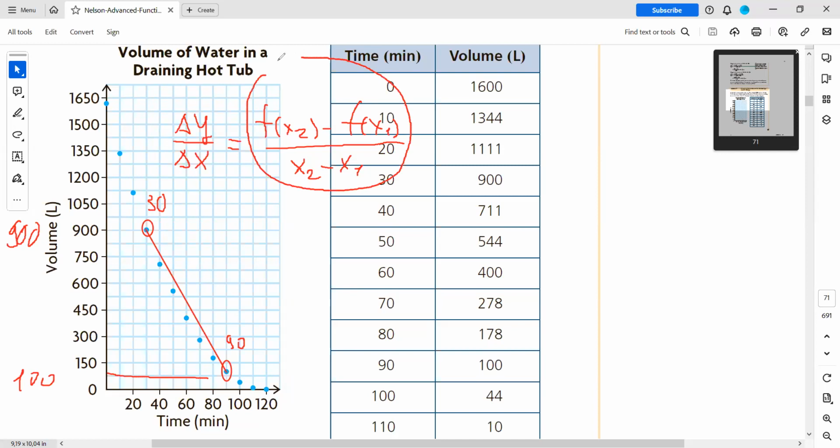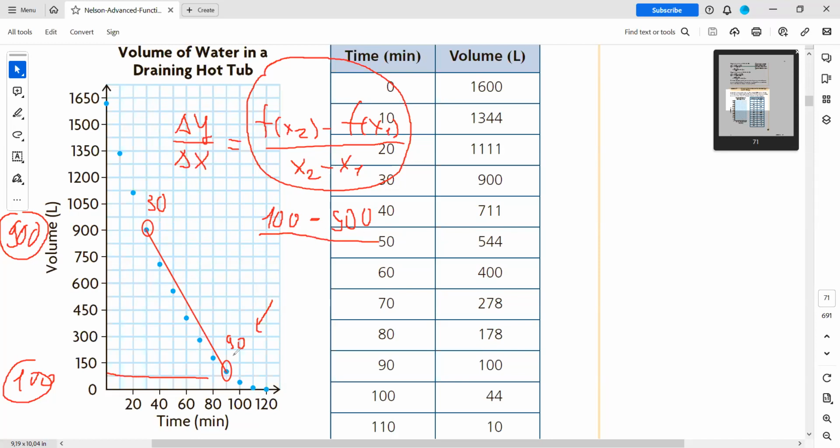So using my formula for average rate of change, on top I have the difference in liters, how many liters I lost over this period of time, and on bottom I have the difference in time, how much time passed while I was losing these liters of water. Now I substitute my known values into the formula. F of x2 is our function at the moment of time x2, which is 90 minutes. At 90 minutes I had only 100 liters of water. So it's 100 liters subtract the 900 liters that I had at the very beginning of this period of time.